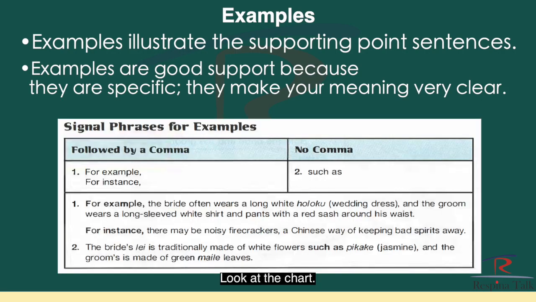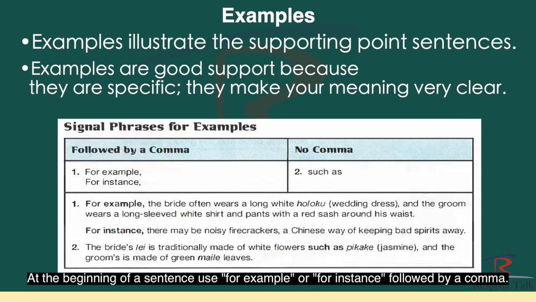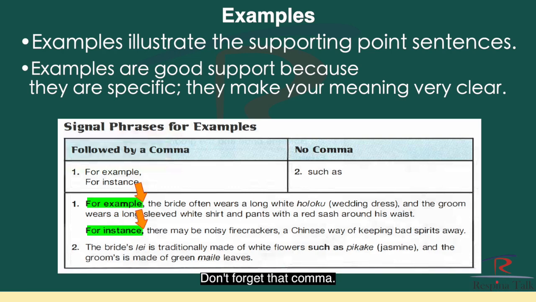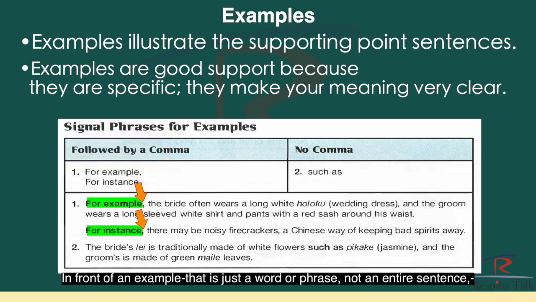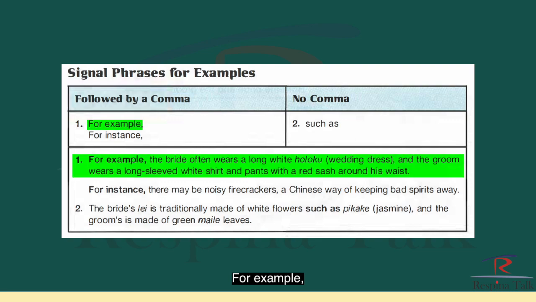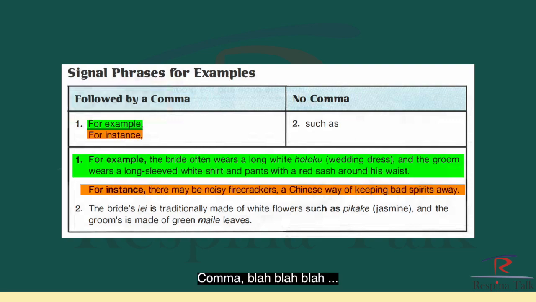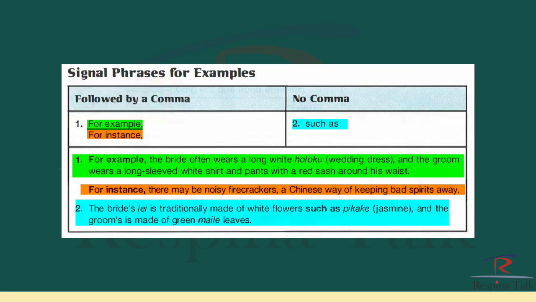Look at the chart. At the beginning of a sentence, use for example or for instance, followed by a comma. Don't forget that comma. In front of an example that is just a word or phrase, not an entire sentence, use the prepositional phrase such as without a comma. Look at the chart. For example, for instance, comma, blah, blah, blah, and then such as without a comma.